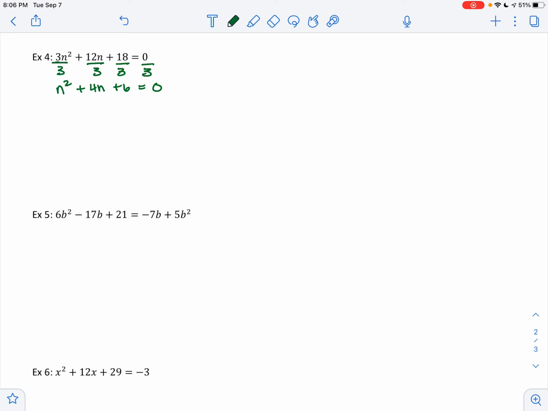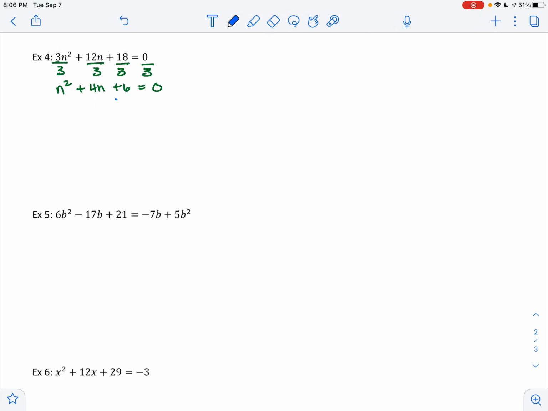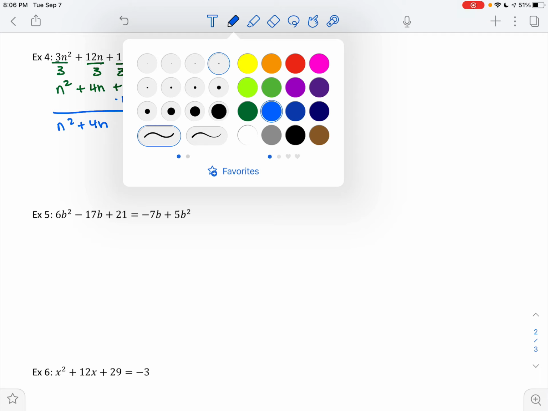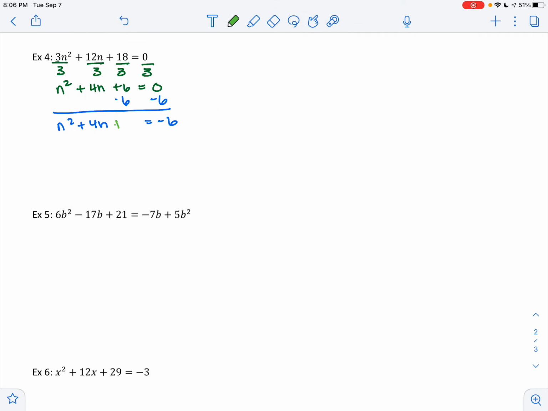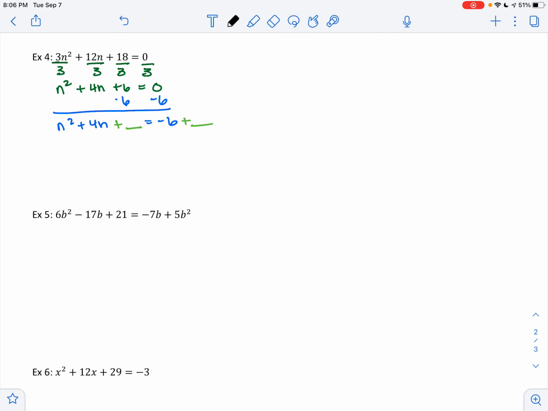Now that our coefficient of n squared is 1, we want to have our variables on one side and our constant on the other. So I am going to go ahead and subtract 6 on both sides. So I'll have n squared plus 4n equals negative 6. Now I am ready to set up the blanks. What I do to one side, I must do to the other. From here, we are ready to complete the square.